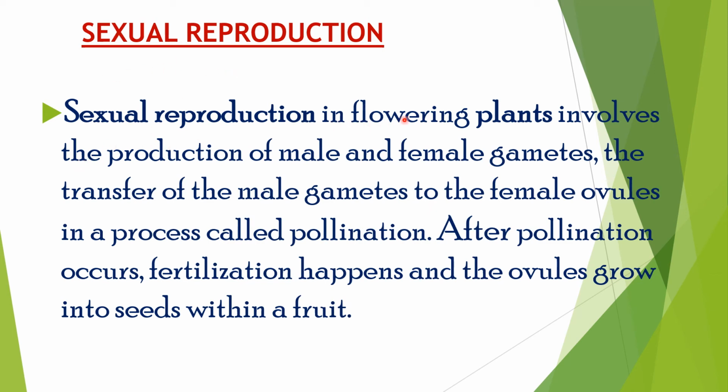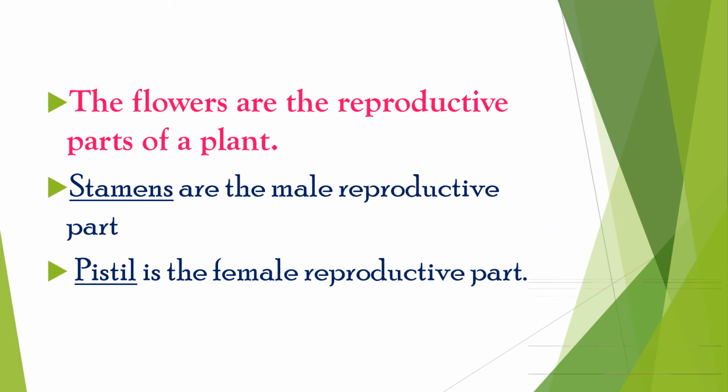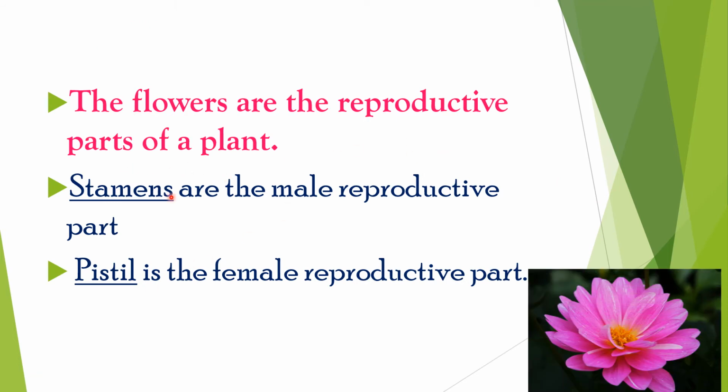Sexual reproduction in flowering plants involves the production of male and female gametes. The transfer of the male gametes to the female ovules is a process called pollination. After pollination occurs, fertilization happens and the ovules grow into seeds within a fruit. Flowers are the reproductive parts of a plant. Stamens and pistil are the two main parts of reproduction in plants.